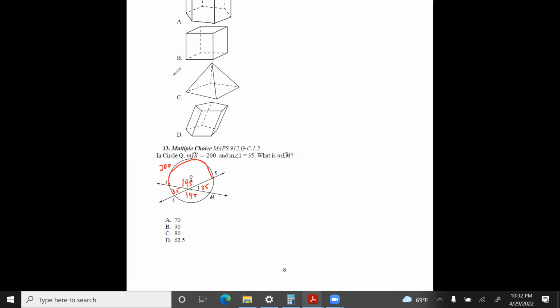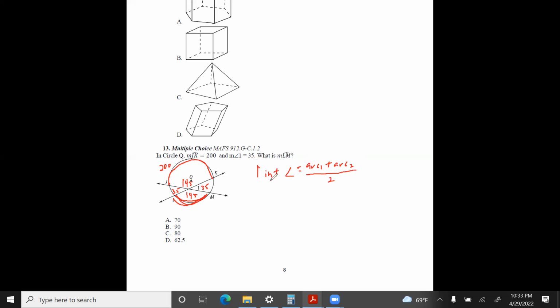Now, they want us to find LM. LM is this arc down here. So there's an equation that we had for one interior angle. We had lines intersecting inside a circle. You could find the measure of these two angles by taking the average of their intercepted arcs. So arc 1 plus arc 2 divided by 2.